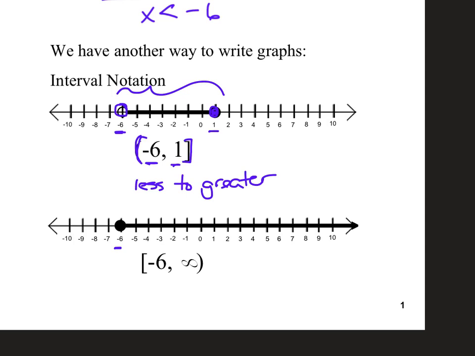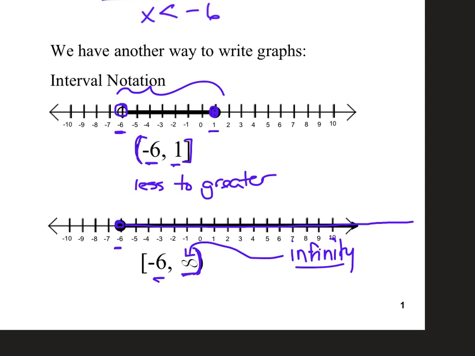So we have -6, starting there, going on and on and on. Since it doesn't have a stopping point, we put this infinity sign. It looks like a sideways 8. This symbol stands for infinity, like Buzz Lightyear, to infinity. That means it's going forever and ever. Now this is infinity in the positive direction. Infinity is not an actual number, so you can never reach it. So you always put a parenthesis there.